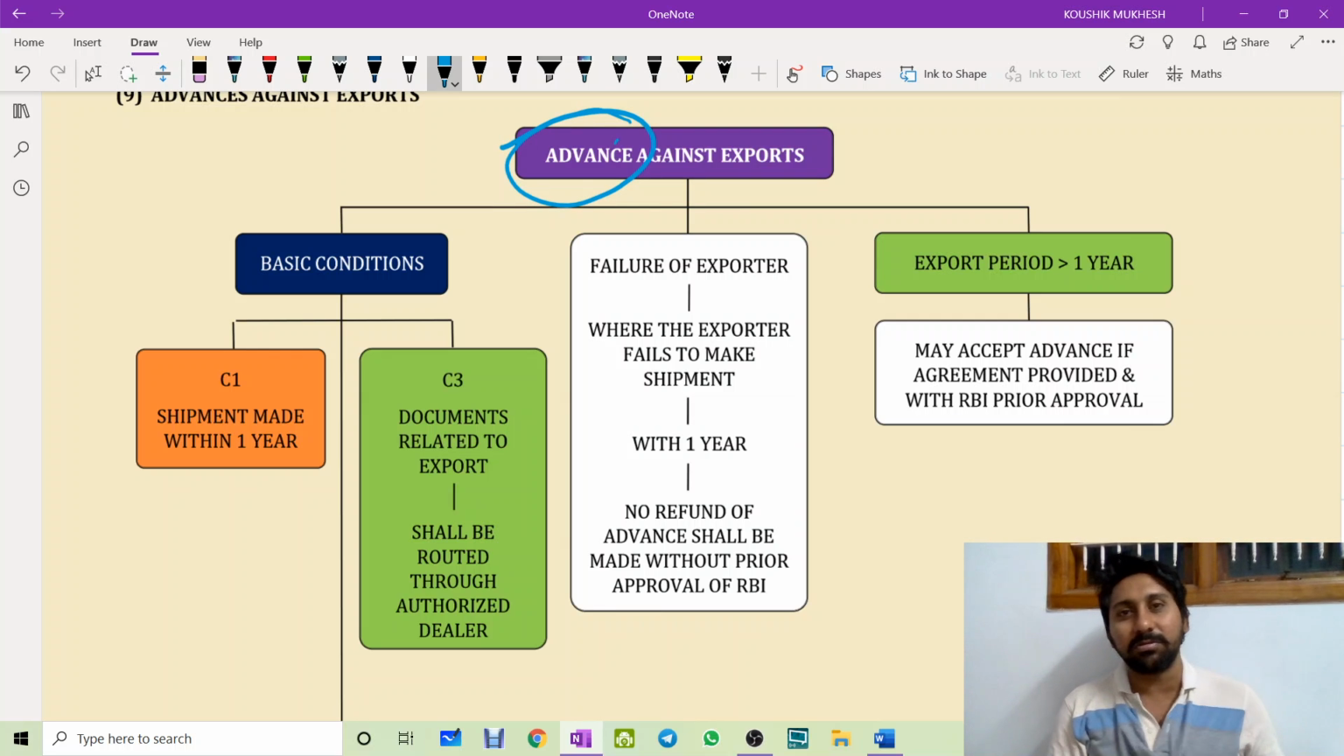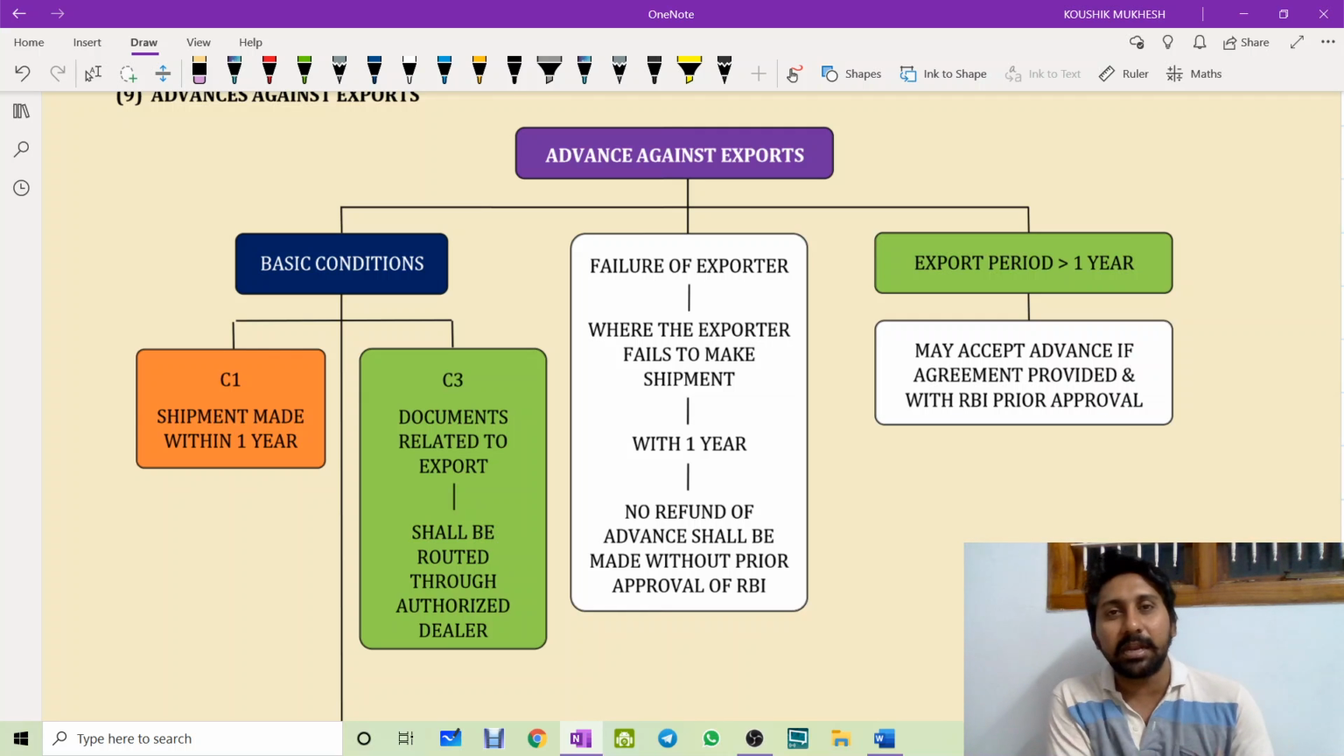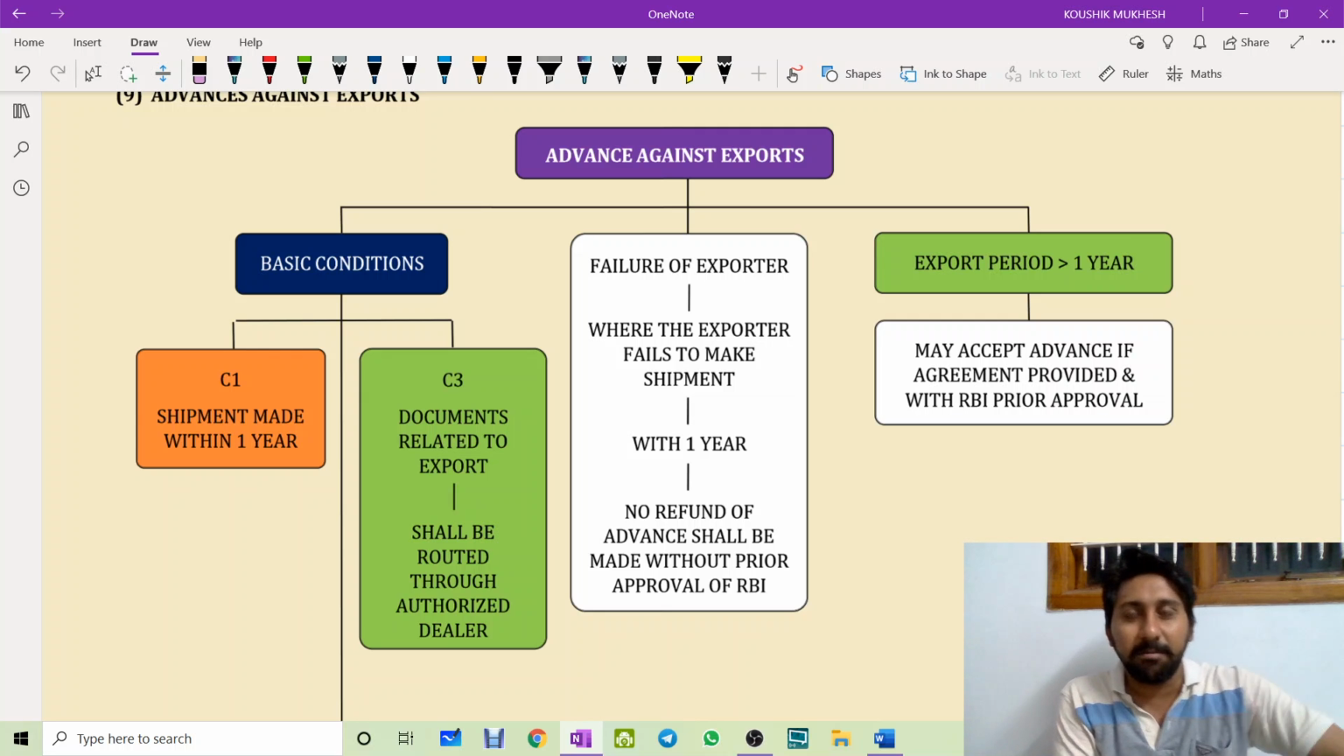Now you may get it out, sir. For the guarantee of a performance, we are taking advance. Advance means it will not be the full value. It will be around 5% or 7% of the total export. For example, I am making an export of $1 crore. 7% will become $7 lakh advance I will take from the particular importer. That means I am the exporter, that person will be an importer for me.